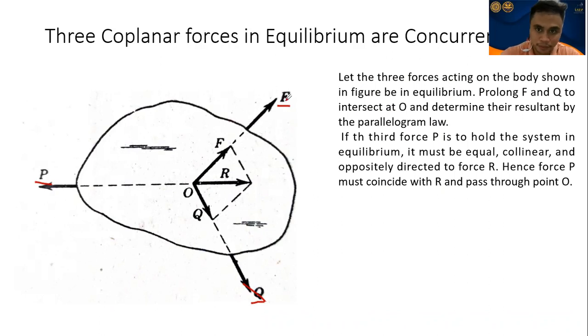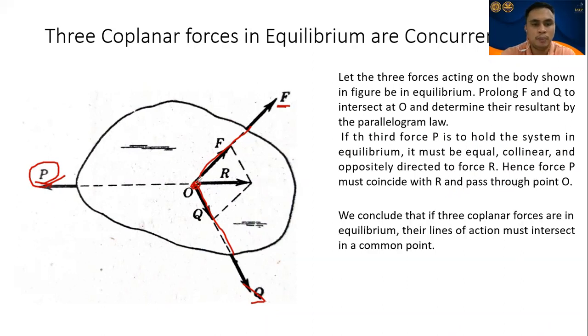So class, ato ang iprolong ang F, mao ni siya. Iprolong na to ang F, iprolong na to pod ang Q. Nag-intersect sila sa point O. Okay? So, if the third force P is to hold the system in equilibrium, it must be equal, collinear, and oppositely directed to force R. Hence, force P must coincide with R and pass through point O.